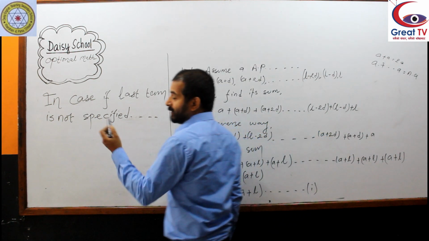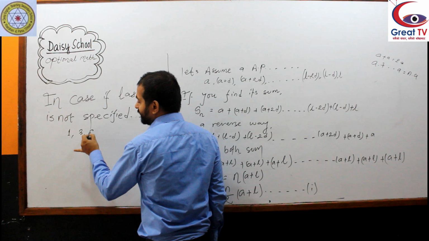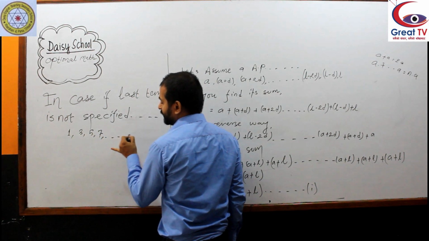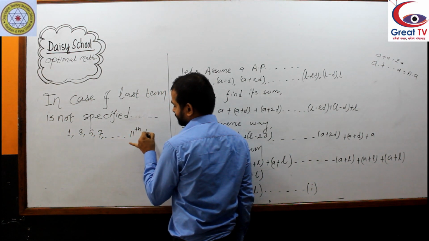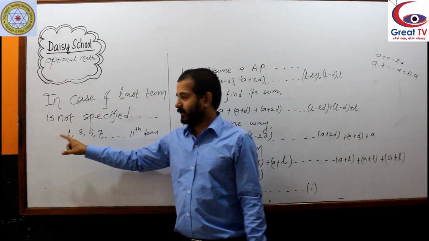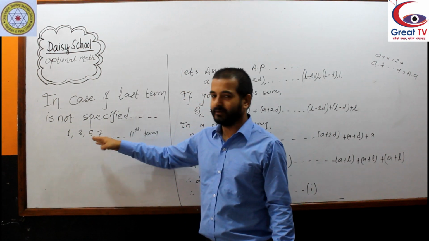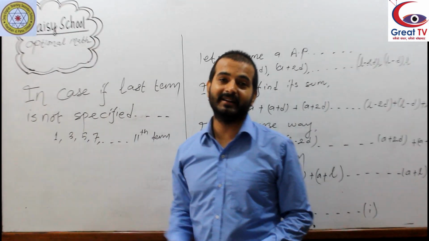For example, I will show you here. A series starts by 1, 3, 5, 7 up to the 11th term. Look here: 1, 3, 5, 7. 1 plus 2, 3 plus 2, 5 plus 2. You can see it is automatic.